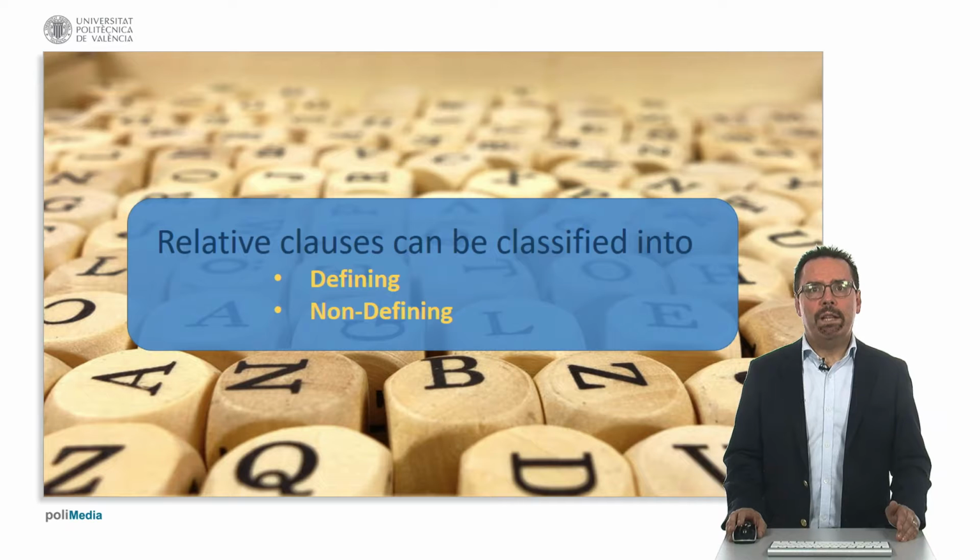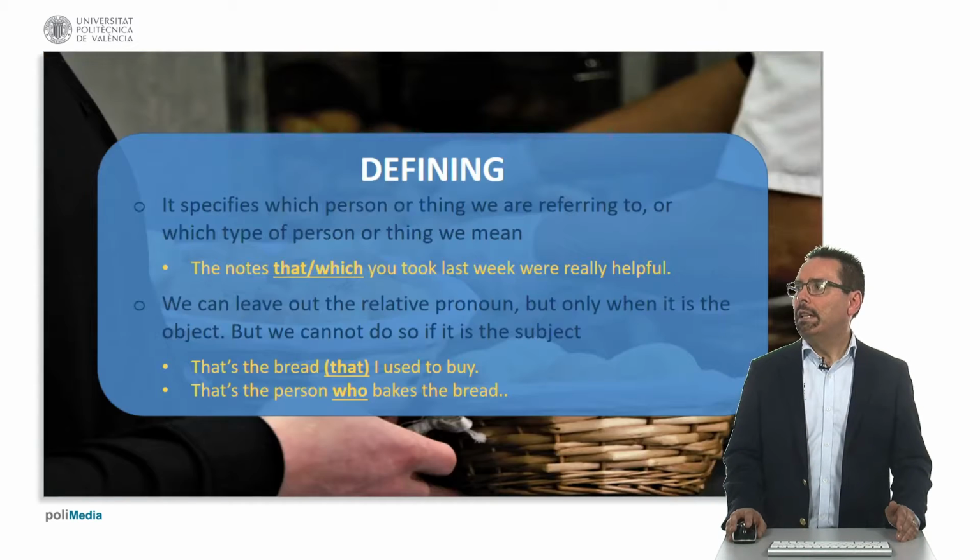There are two types of relative clauses, defining and non-defining. Defining relative clauses are those that specify exactly which person or thing we're referring to. So they are essential to identify or explain exactly what person or thing we're talking about. For example, the notes that or which you took last week were really helpful.